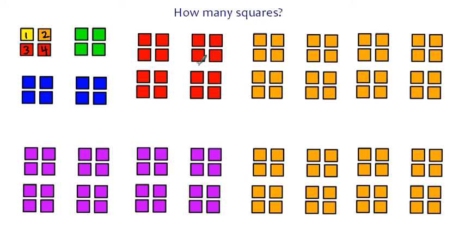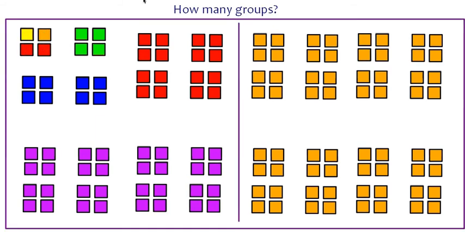And I think the way to do it is to look for not individual squares, but groups of squares. So let me change this question right here. How many groups do you see? Well, I was thinking about this the other day, and I realized that there are two groups of squares. And here they are. One, two groups.